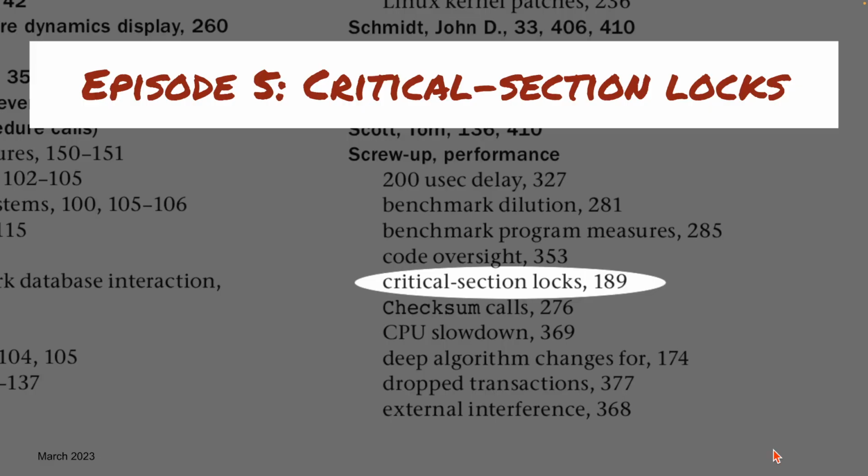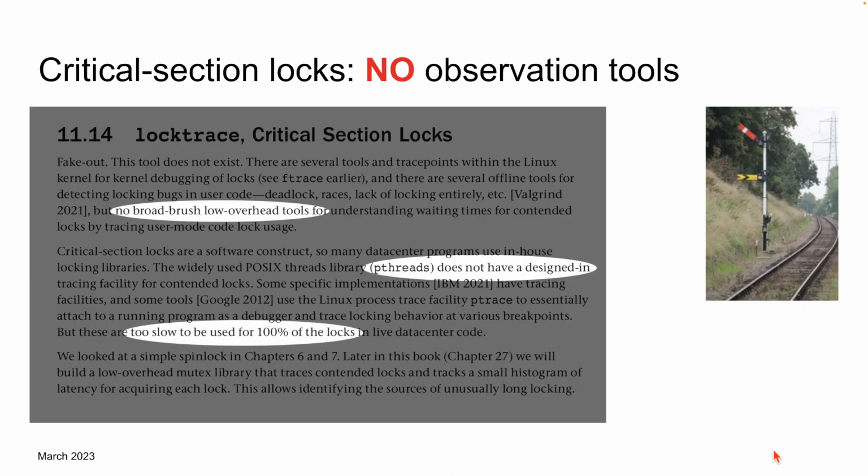Today's episode 5 is on critical section locks. The problem with critical section locks is, as an industry, we don't have any good observation tools. This is a page from my book on understanding software dynamics, which mentions that there are no broad-brush, low-overhead tools, that pthreads doesn't have a designed-in tracing facility, and that some of the techniques people use instead are too slow to be used for 100% of the locks, so you only instrument a few locks and hope they're the ones you care about, but often, of course, they aren't.